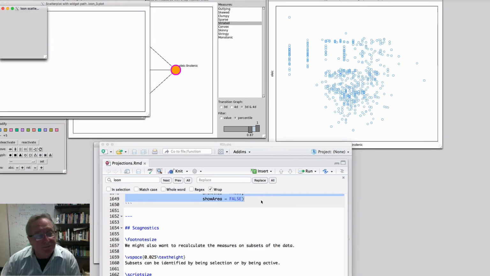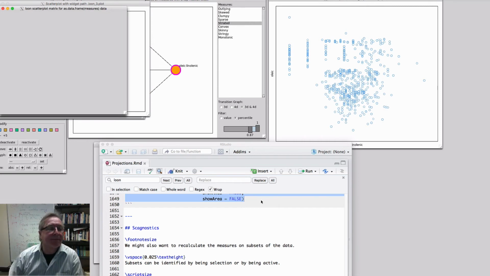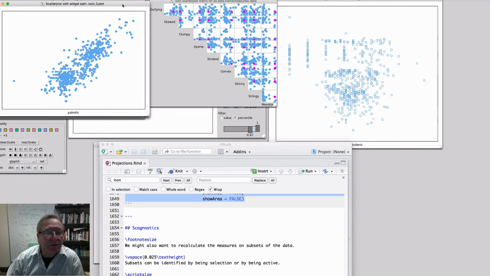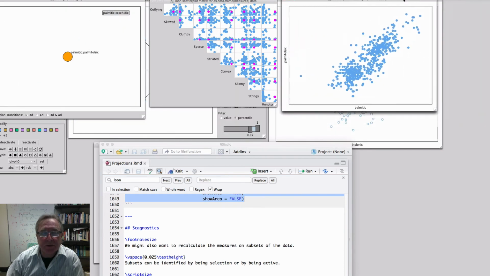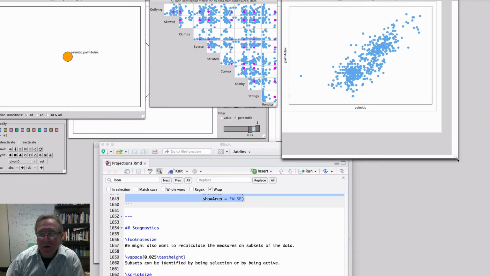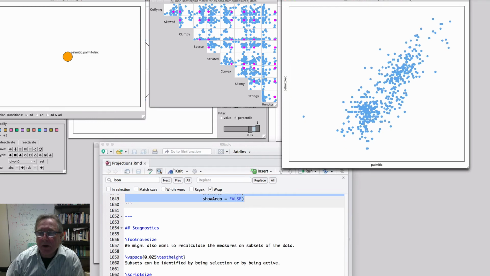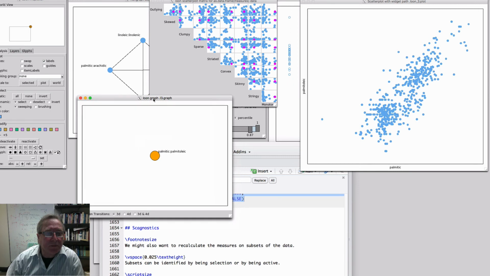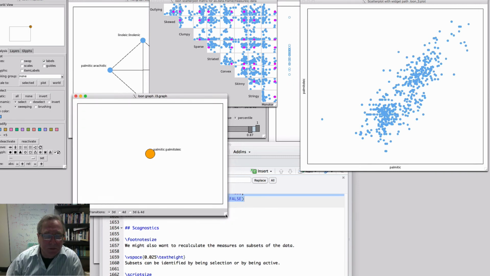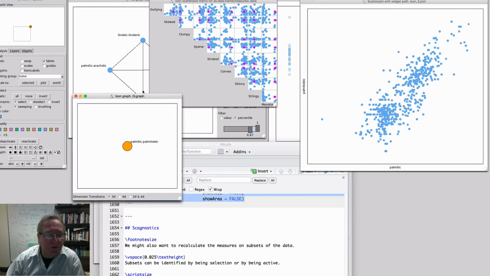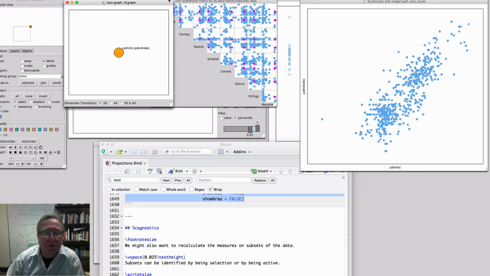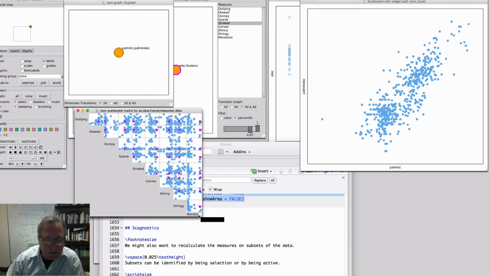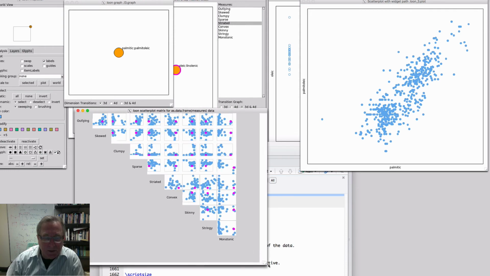So what do we have now? We have this scatter plot as before. I'm just going to put it over top. And we now have a navigation graph as before. Contains only one node. But what we now have that's of interest is this scatterplot matrix.